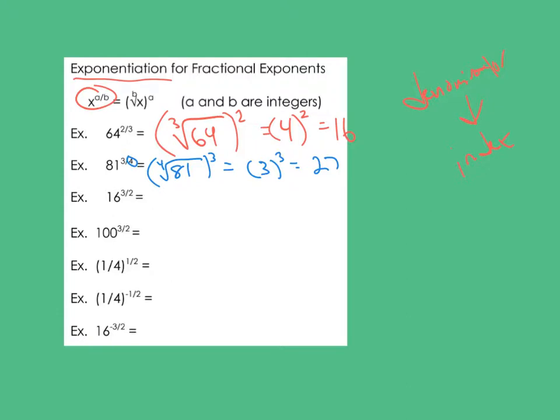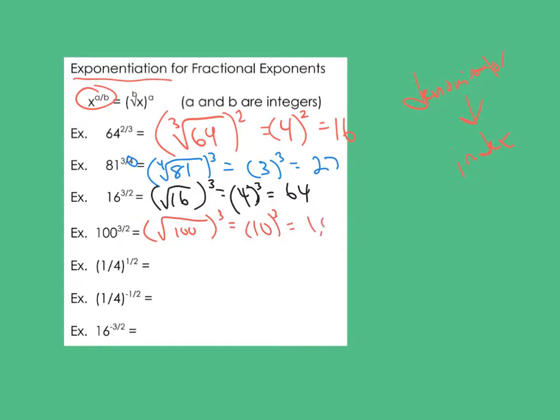16 to the 3/2. Again, that's simply the square root of 16 raised to the 3rd power. The square root of 16 is 4, raised to the 3rd power is going to be 64, as we just stated up above. Okay, the next one is going to be the square root of 100 raised to the third power. The square root of 100 is 10, raised to the third power is 1,000.